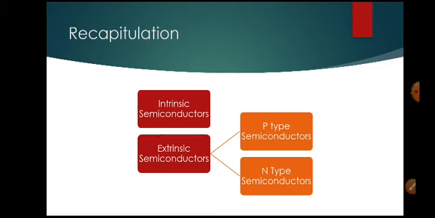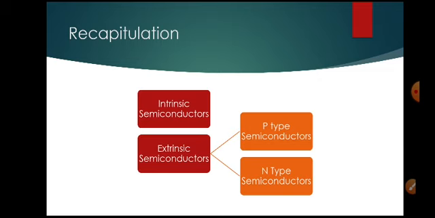These pure semiconductors are tetravalent, which means the valency of a pure semiconductor is 4. 4 electrons are available in the outermost orbital. So tetravalent are the pure ones. Trivalent and pentavalent are suitable for adding to the semiconductors.